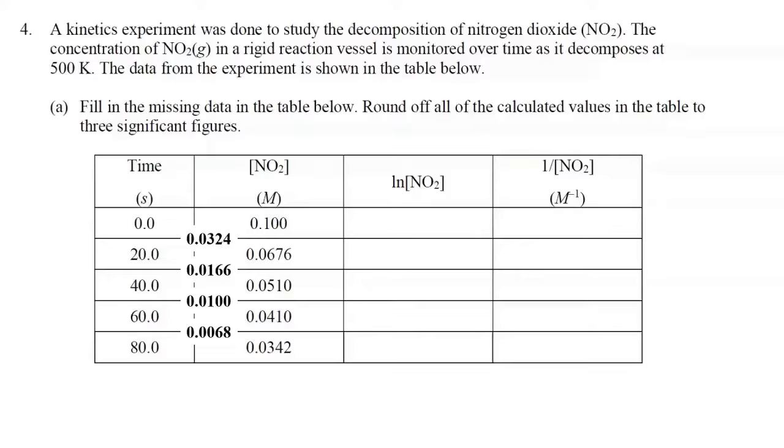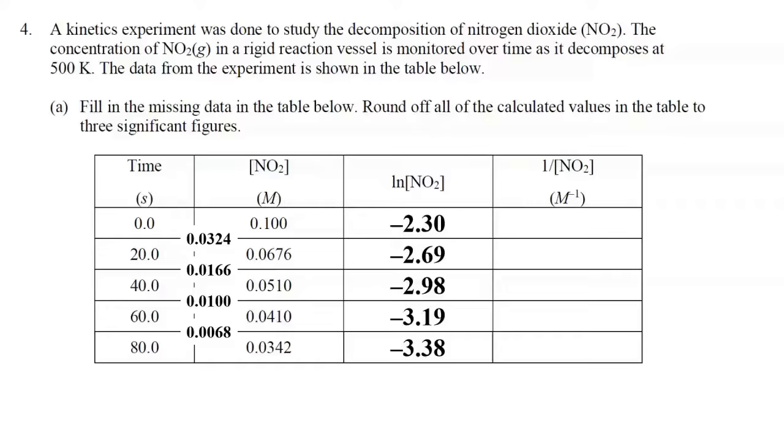So now I'm going to pick up my calculator and do the natural log of 0.1, which is negative 2.30. Again, I'm rounding off my calculated values to 3 significant figures. I take the natural log of 0.0676, and I get negative 2.69. And then I'll keep going, taking the natural log of the concentration at 40 seconds, at 60 seconds, and 80 seconds. So I have those values now filled in for that column, taking the natural log of the concentration.